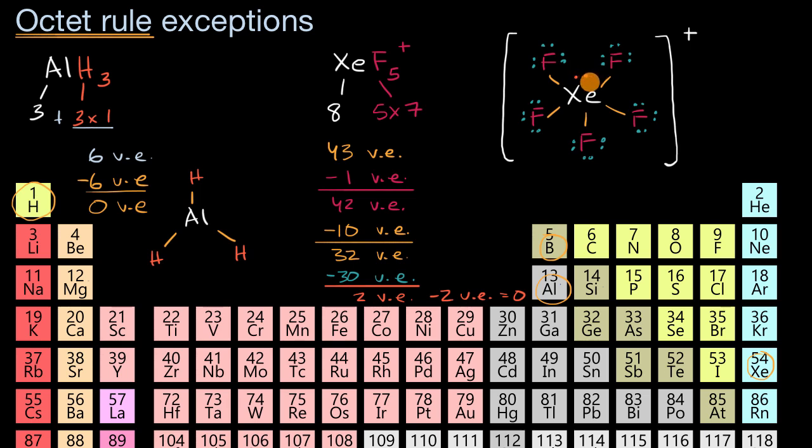Now, an interesting question is, how do these atoms that are in the 3rd period or beyond handle more than 8 valence electrons? And it is a matter of debate, but some chemists believe that it's possible because they're able to place their electrons in their empty valence d orbitals. But once again, this is controversial in the chemistry community.